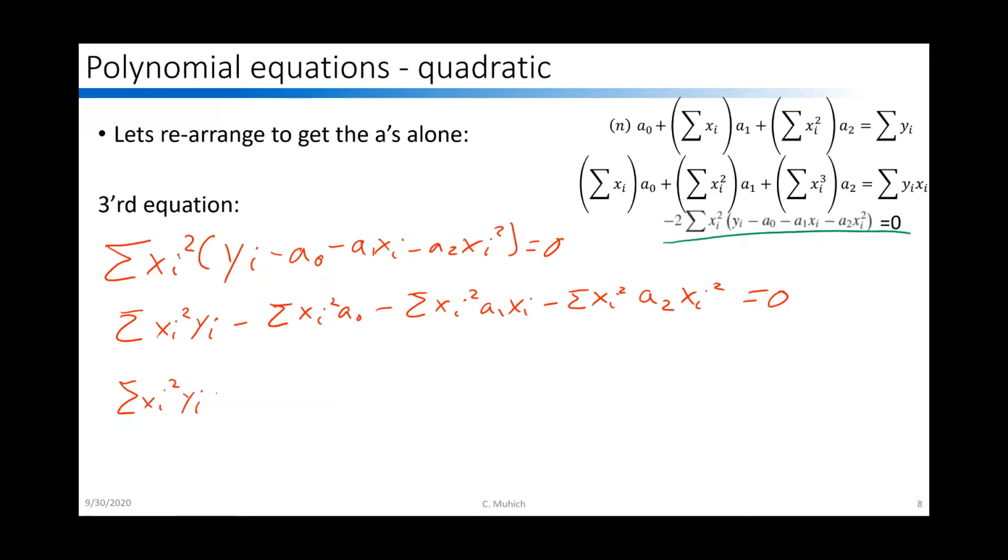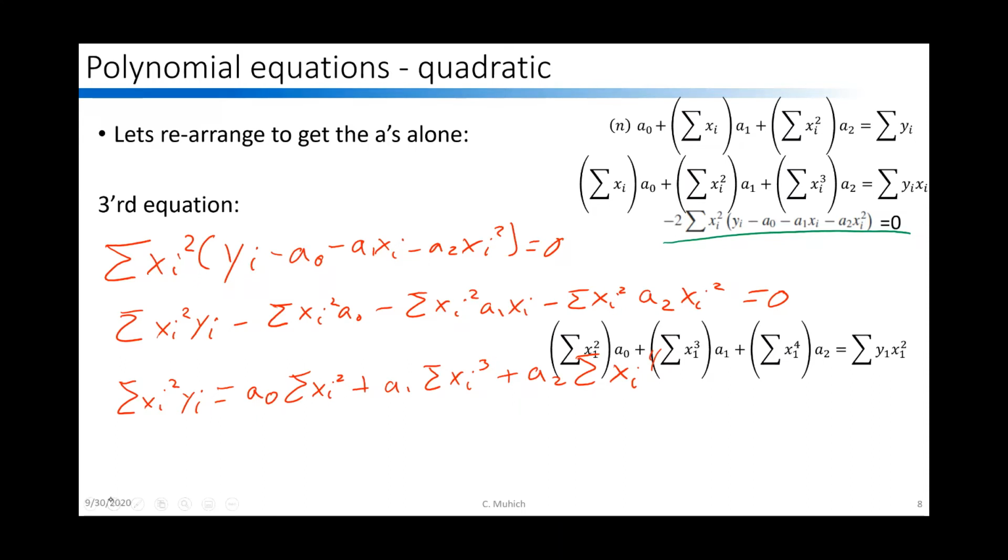So that gives me the sum of xi squared yi is equal to a0 sum xi squared plus a1 sum of xi cubed plus a2 sum of xi to the fourth. Right? So once again, we've isolated all these things, and we have this third equation written out right here that we're going to use.